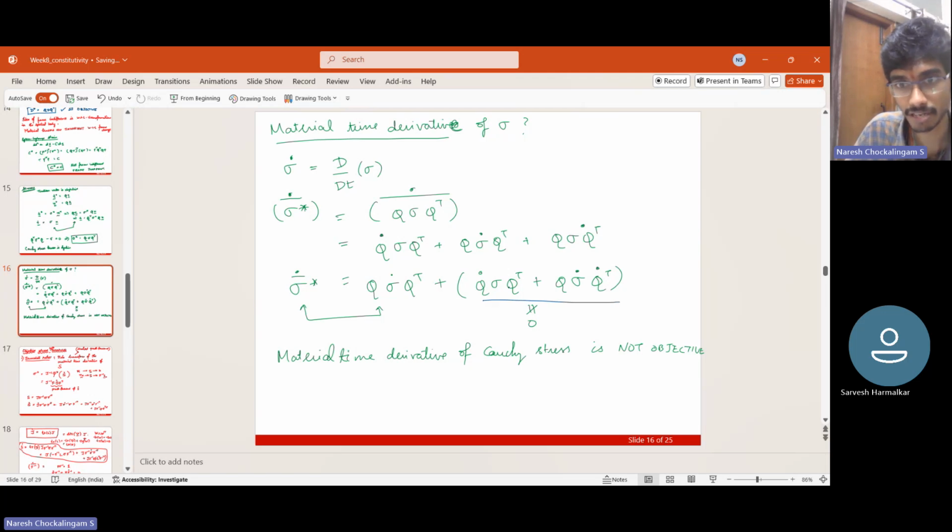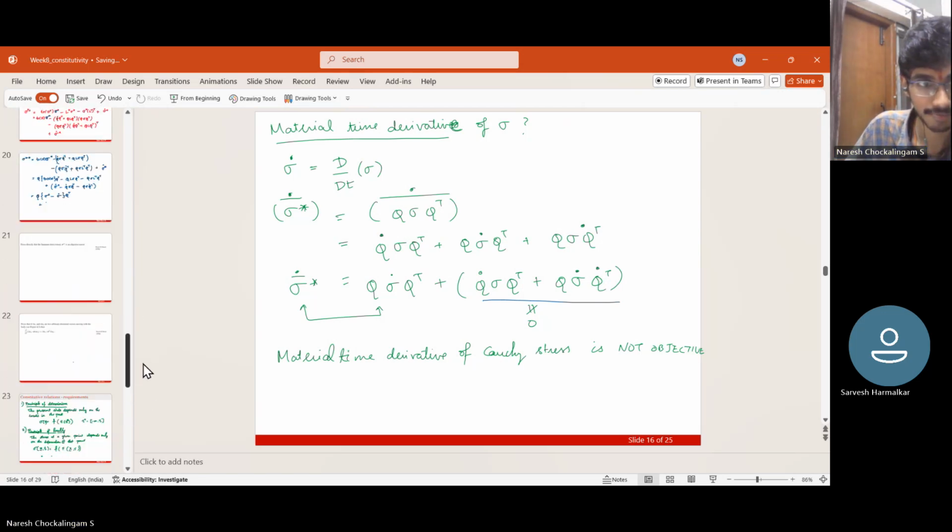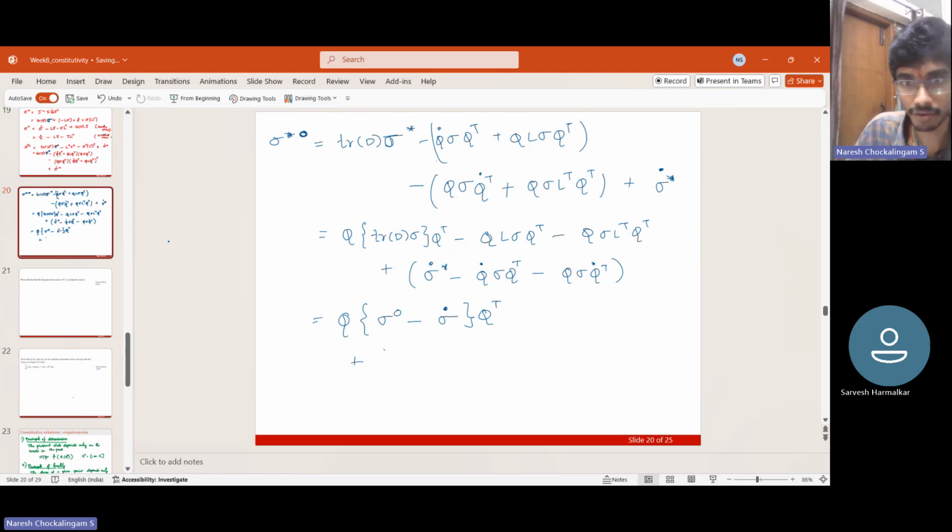It's Q dot sigma Q transpose plus Q sigma dot Q transpose dot. This is on the left hand side. So you see Q dot sigma Q transpose and Q sigma dot Q transpose dot. So this is basically Q sigma dot Q transpose, and there's a Q sigma dot Q transpose here. These two get cancelled, and we are left with Q sigma circle Q transpose. Therefore, the Truesdell stress rate is objective.